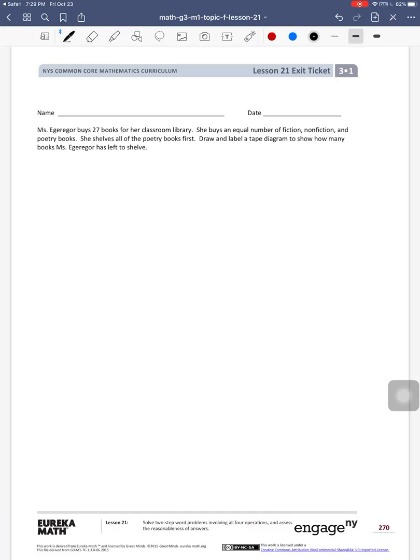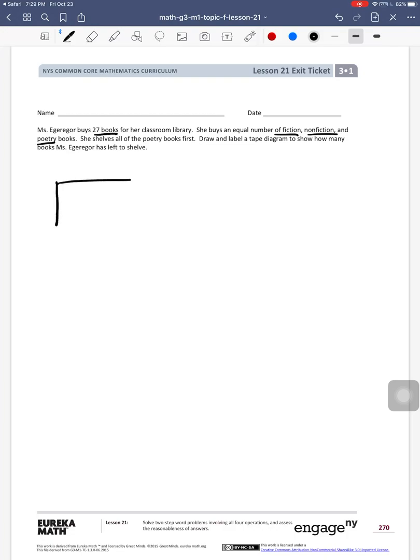Okay, Ms. Egereger buys 27 books for her classroom library. She buys an equal number of fiction, nonfiction, and poetry books. She shelves all the poetry books first. Draw and label a tape diagram to show how many books Ms. Egereger has left to shelve. So we know she has 27.